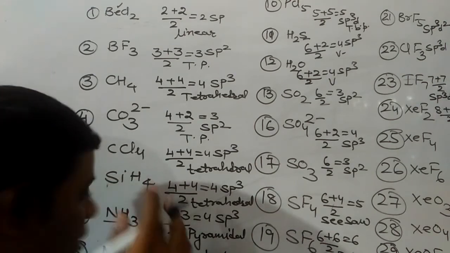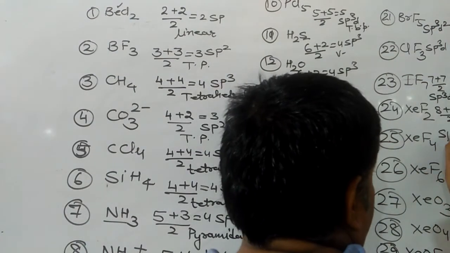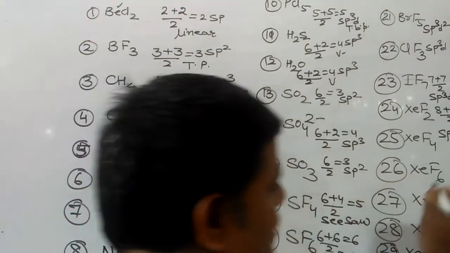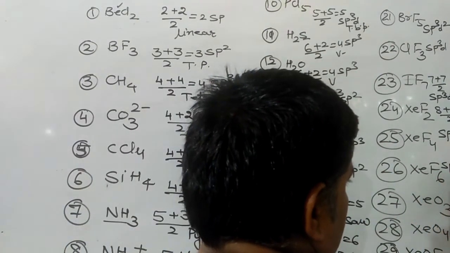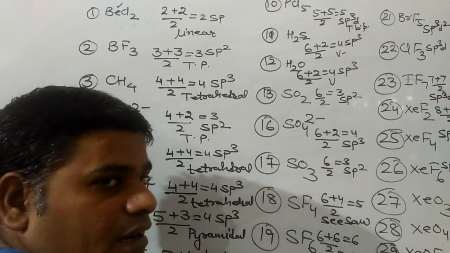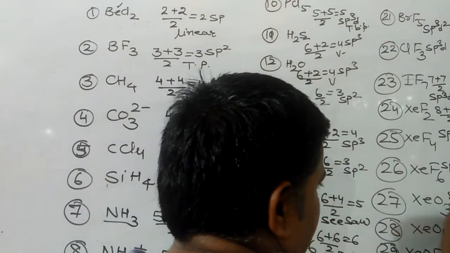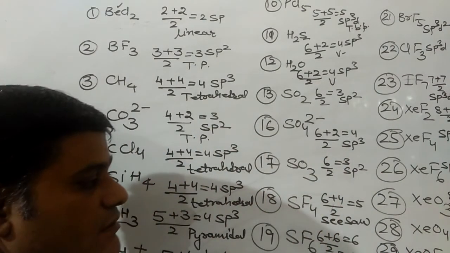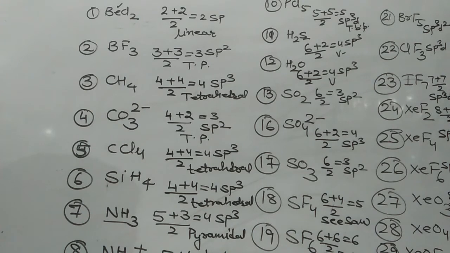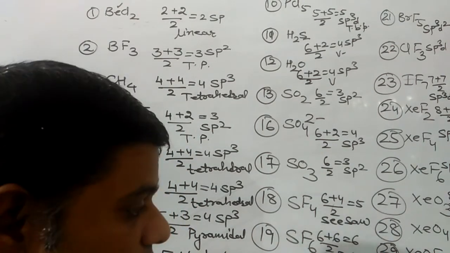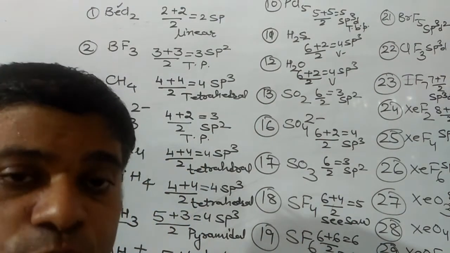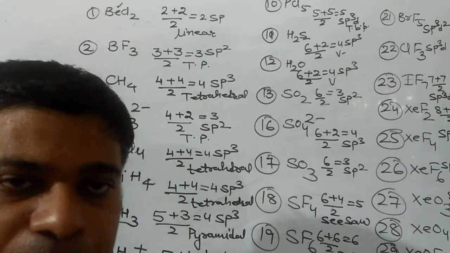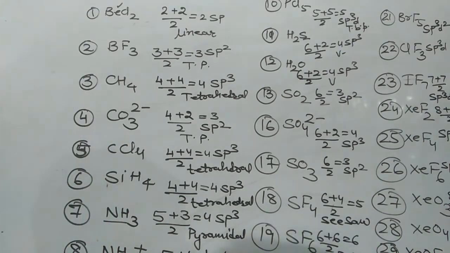XeF4, 8 plus 4 by 2, that will be 6, so sp3d2, square planar. XeF6, 8 plus 6 by 2, 7, sp3d3, so it will be distorted octahedral. XeO3, 8 by 2, that will be 4, sp3, shape will be pyramidal. XeO4, 8 by 2, sp3, tetrahedral. XeOF2, 8 plus 2 by 2, 5, T shape. XeO2F2, 8 plus 2 by 2, sp3d, and shape will be seesaw.